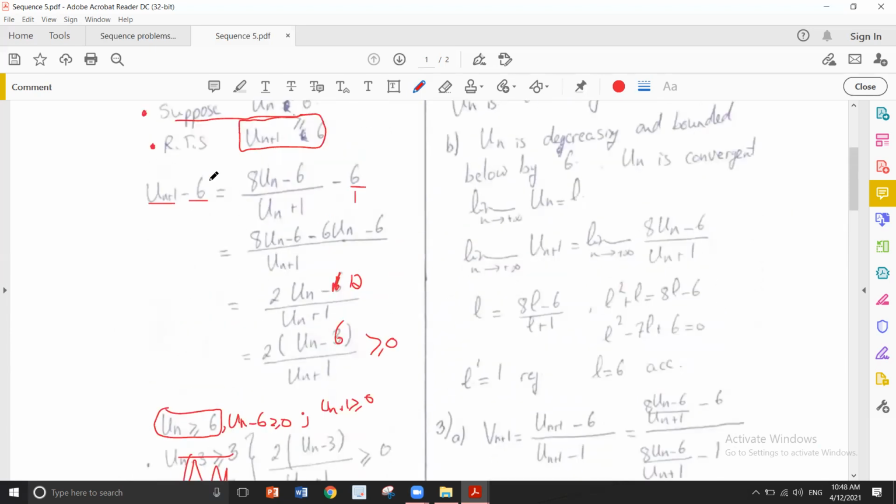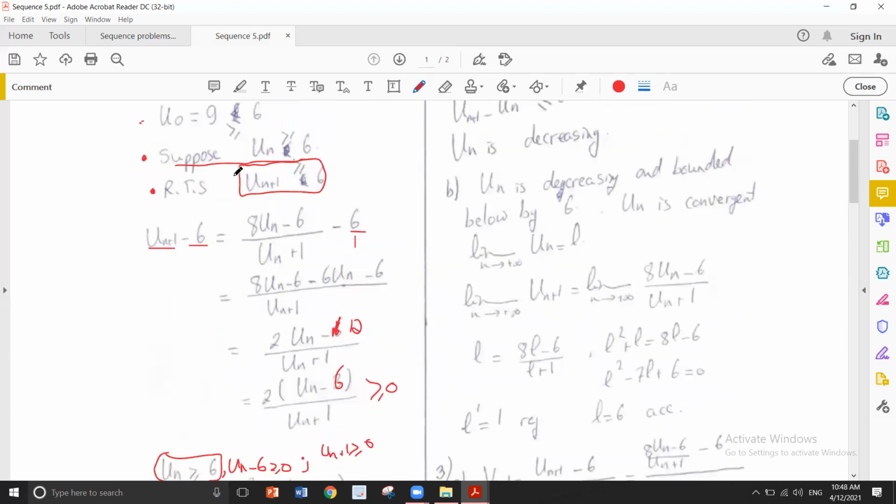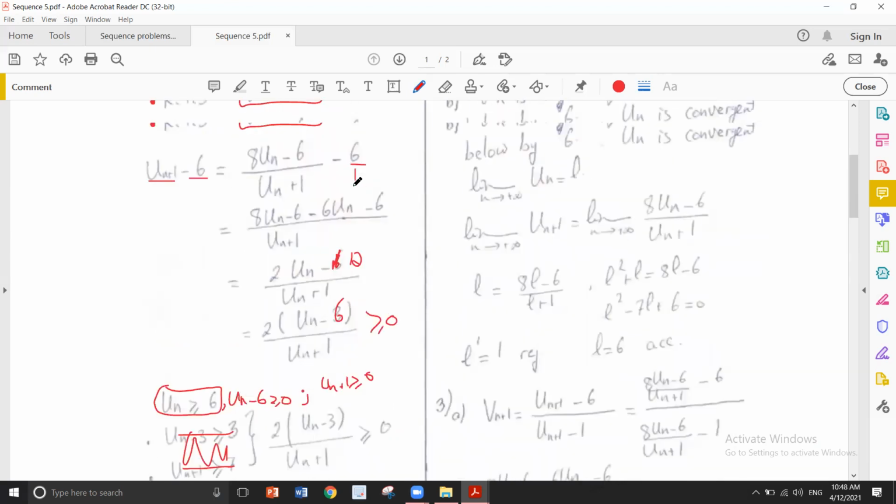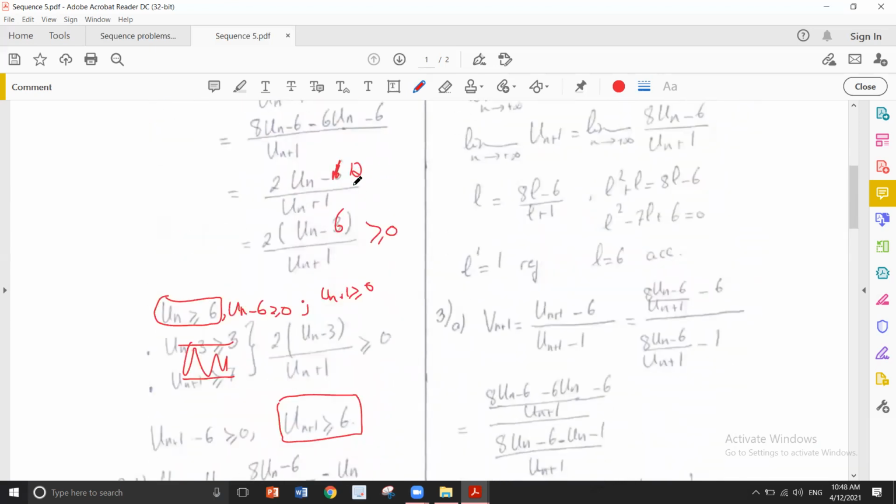In mathematical induction we have 3 steps. The first step: u0 equal 9 greater than 6. Then we suppose un greater than 6. This is the second step, we suppose the given relation is true. We are going to prove that un plus 1 is greater than or equal to 6. Any questions still on this part? No.